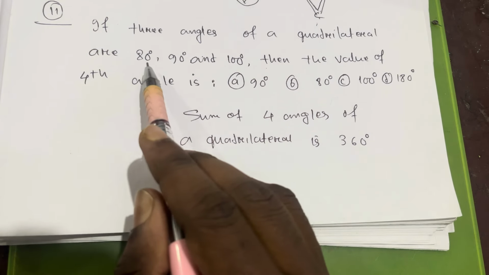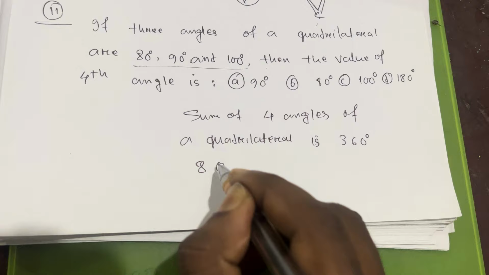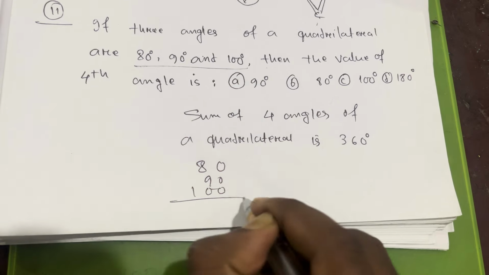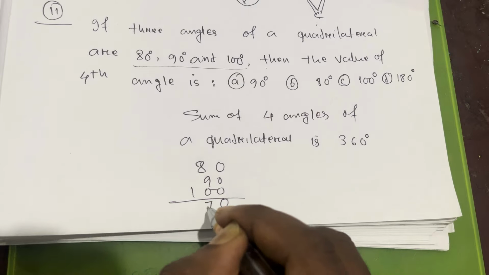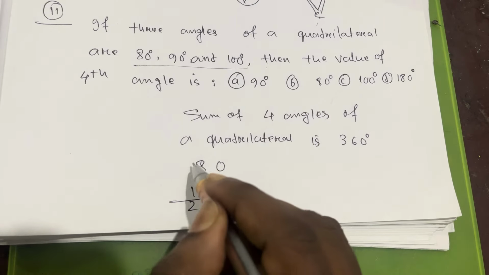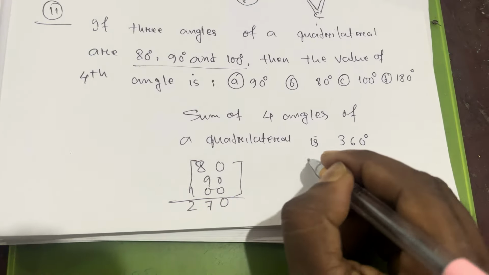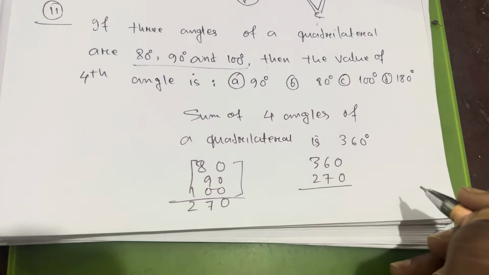So for finding the value of the fourth angle, what will you do? First you will add the angles of this triangle. So the first angle is 80, the second angle is 90, and the third angle is 100. If you add these, you get 270. So if you add these given angles, you will get 270. Then for finding the fourth angle, what will you do? You have to subtract 270 from 360.